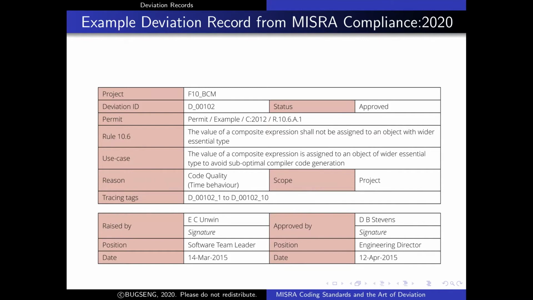In this case, it is code quality with the further specification that the quality attribute of the code has to do with the time behavior. Okay. The scope is project, so it's in the entire project. There are tracing tags, who raised the deviation, who approved the deviation, and so on. Okay, so this is an example deviation record. It's just an example. Your organization may choose a different format, but ideally, the information you see here should be present.